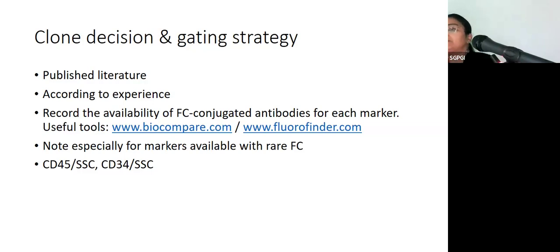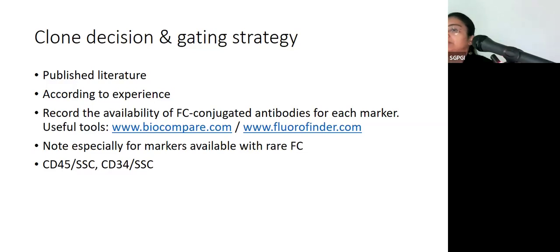And there are multiple websites, for example, Compare Fluorofinder, where you can make accounts where you don't have to pay and you can just see antibodies across multiple vendors. So earlier what we would do is, if we have to order antibodies, we would go to vendor A's website, and then we would see what clones they have. Then vendor B's website, note down the clone. So these websites, they make your life easy. And the note especially has to be made with markers which are available with rare fluorochromes.